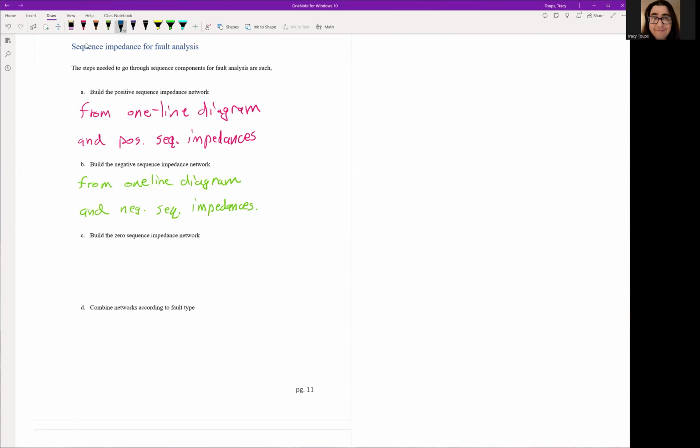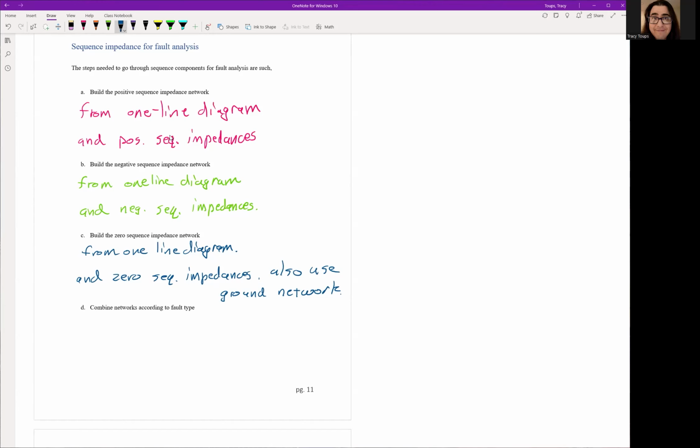Lastly, we're going to build the zero sequence network. And again, this is from your one-line diagram. And we're going to use the zero sequence impedances. Now, we'll also most likely use the ground network, right? Because we're doing fault analysis, the ground might have a play in the amount of current that's available, right? And this is always taken into account in your zero sequence network.